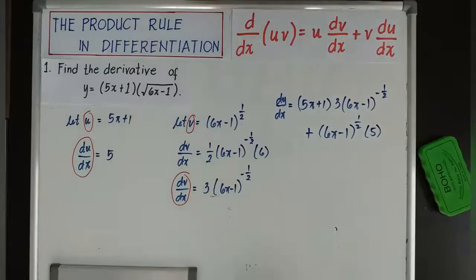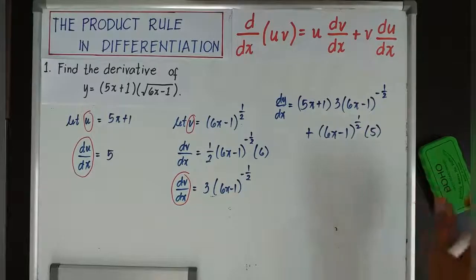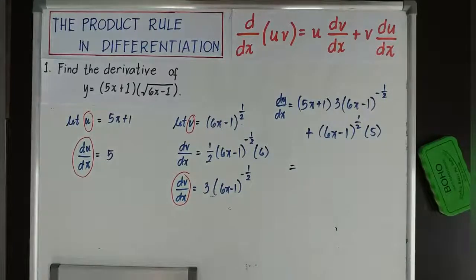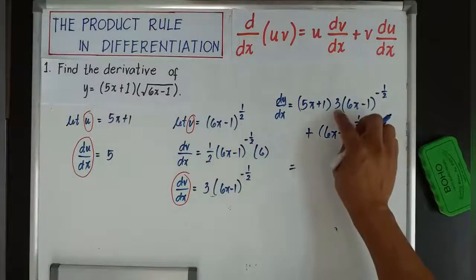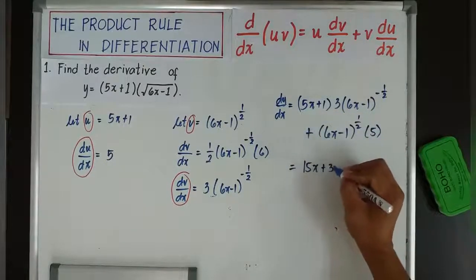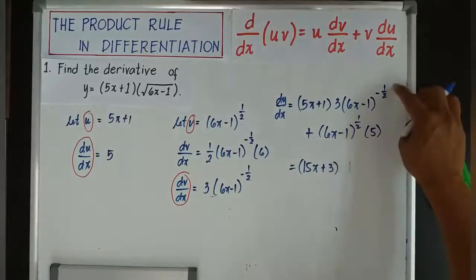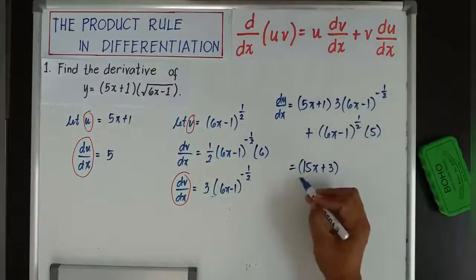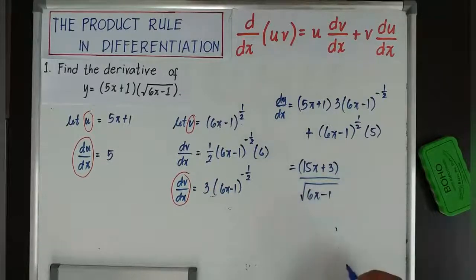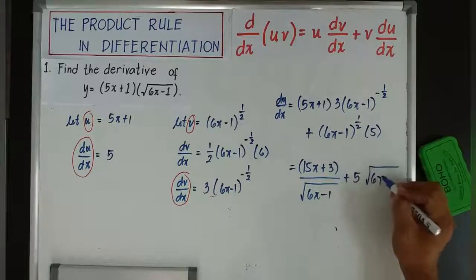Basically, in other books or in other schools, they will just allow it like that. Actually, I can allow it like that, but I just wanted to make it a little bit more pleasing to the eye. So I'll multiply that 3 into 5x plus 1, so it will become 15x plus 3 times 6x minus 1. Oh, by the way, this is a power of negative 1/2, so I can bring it down. Square root of 6x minus 1, plus 5 times the square root of 6x minus 1.